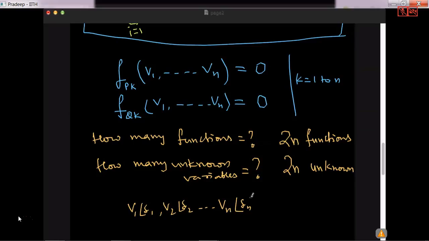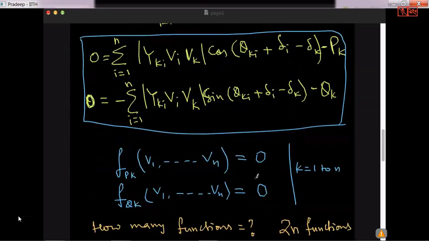And I can just take the initial guess of all voltages equal to 1 angle 0, because we know that the voltage will be more or less near 1 per unit and the angle more or less near 0. If I assume that as the initial solution, then I can solve it. So let's take an example problem and then solve using Newton-Raphson load flow.